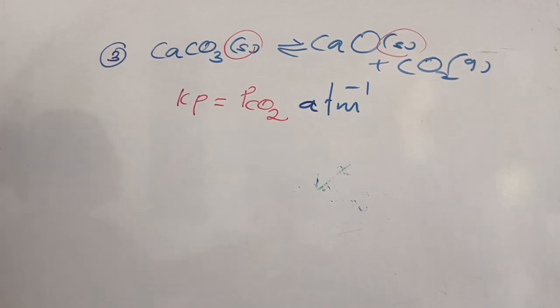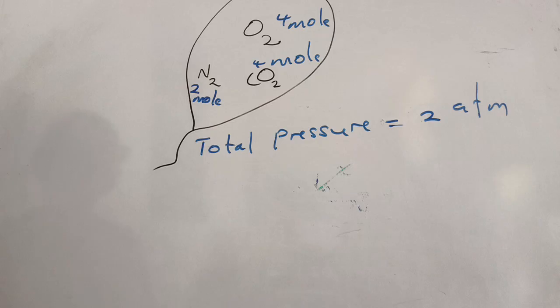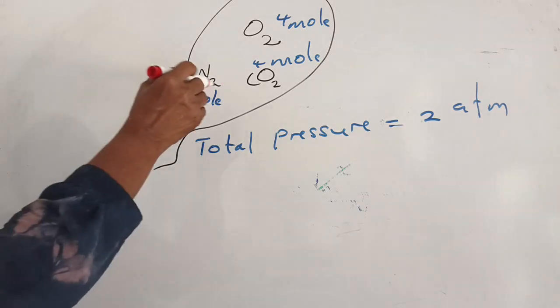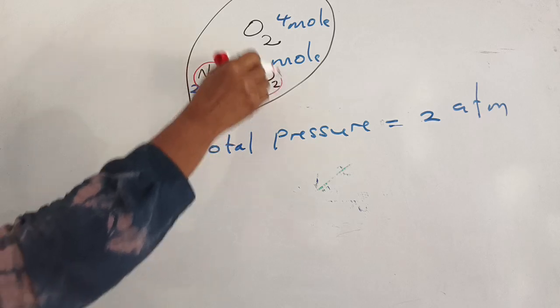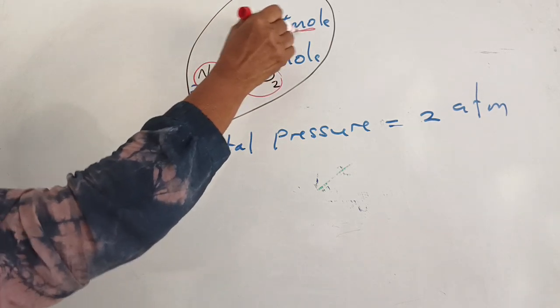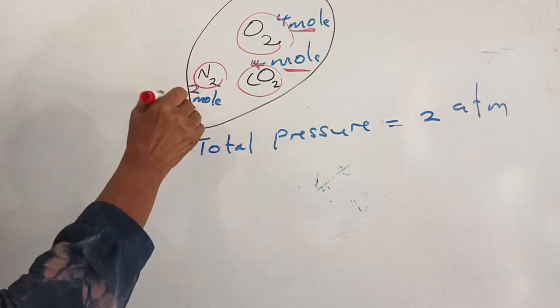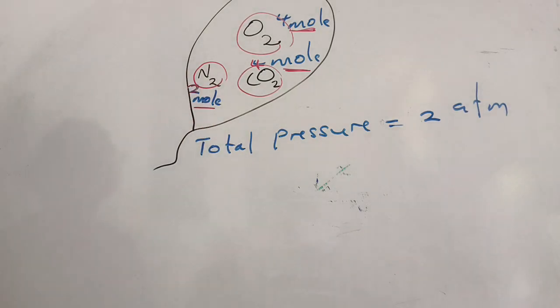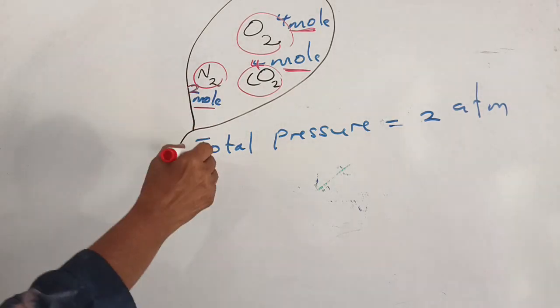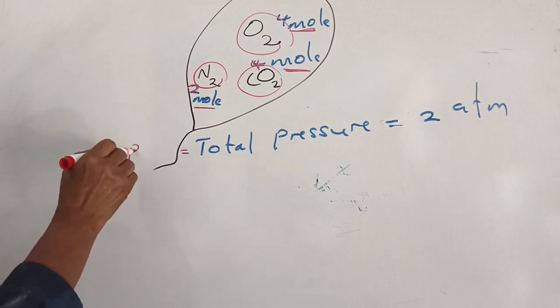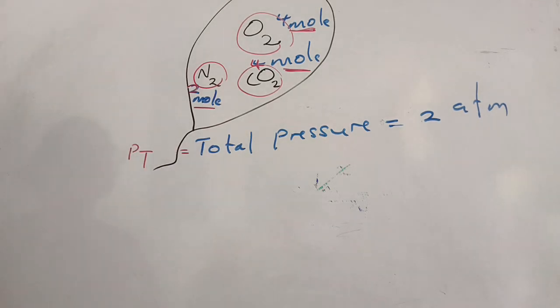Now we move on to see what the meaning of partial pressure is and how it is calculated. To understand the concept of partial pressure, I have an example here. Three gases: nitrogen, carbon dioxide and oxygen. 4 moles of oxygen, 4 moles of carbon dioxide and 2 moles of nitrogen are present in a mixture, with a total pressure of 2 atmospheres.